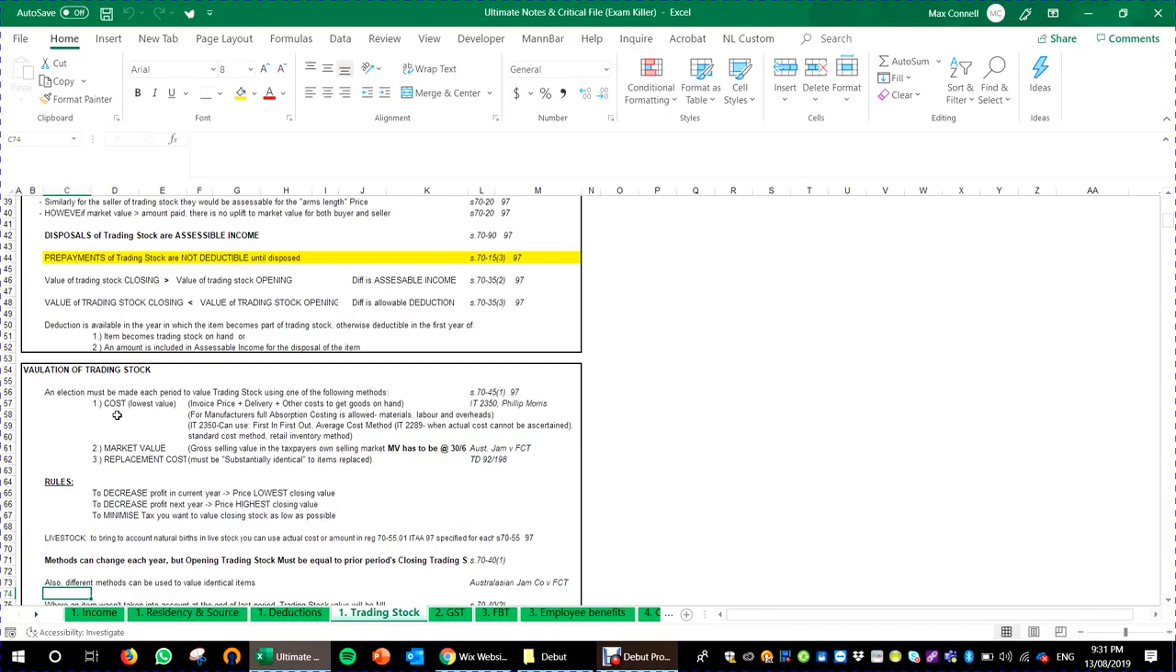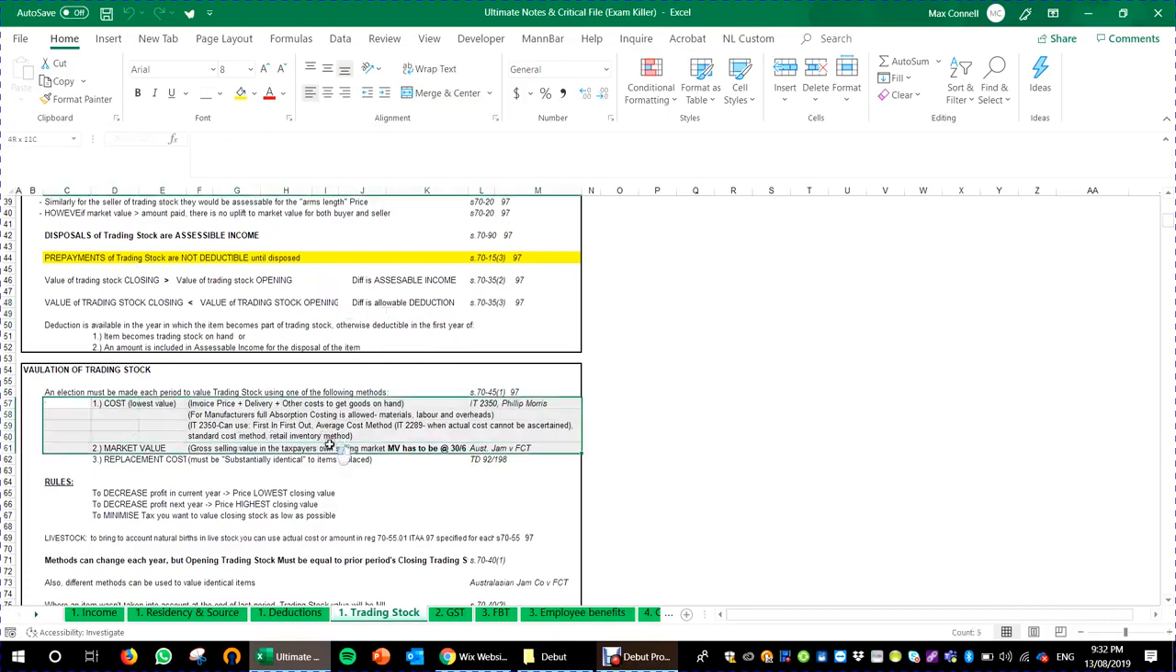The second method is market value, and this is basically just saying what is the value of the goods if we were to sell it in an active market. And the third one is replacement cost, i.e. what would be the cost to actually replace this should it go missing or damaged, etc. Now keep in mind, determining which valuation method you choose is going to have an implication for whether you get an assessable income or a deduction.